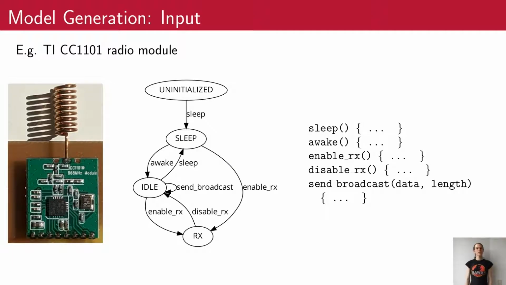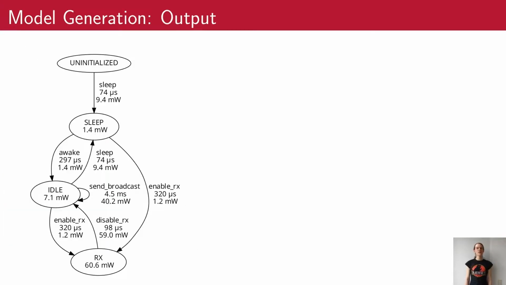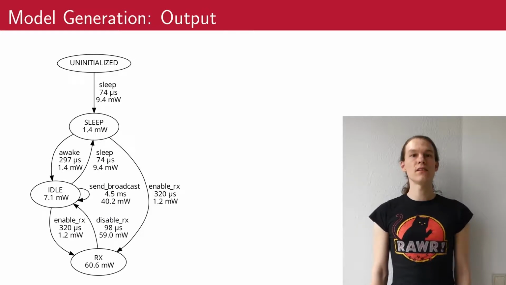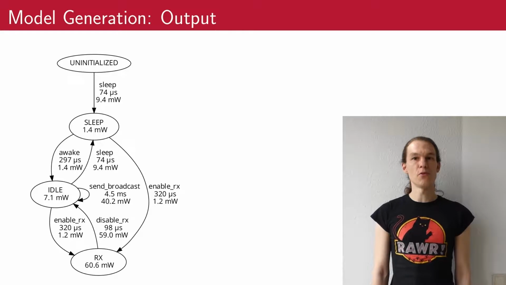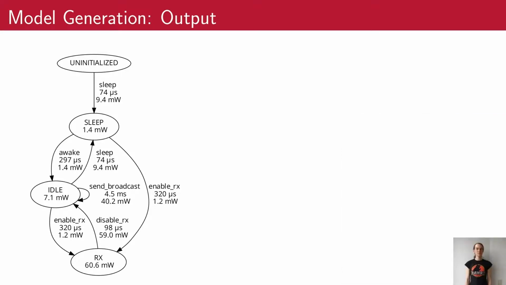For instance, given a TI CC1101 radio module, the device model indicates how the different driver functions interact with different hardware states, and the energy model is basically the device model augmented with duration and energy data, though most models are more complex than this example.